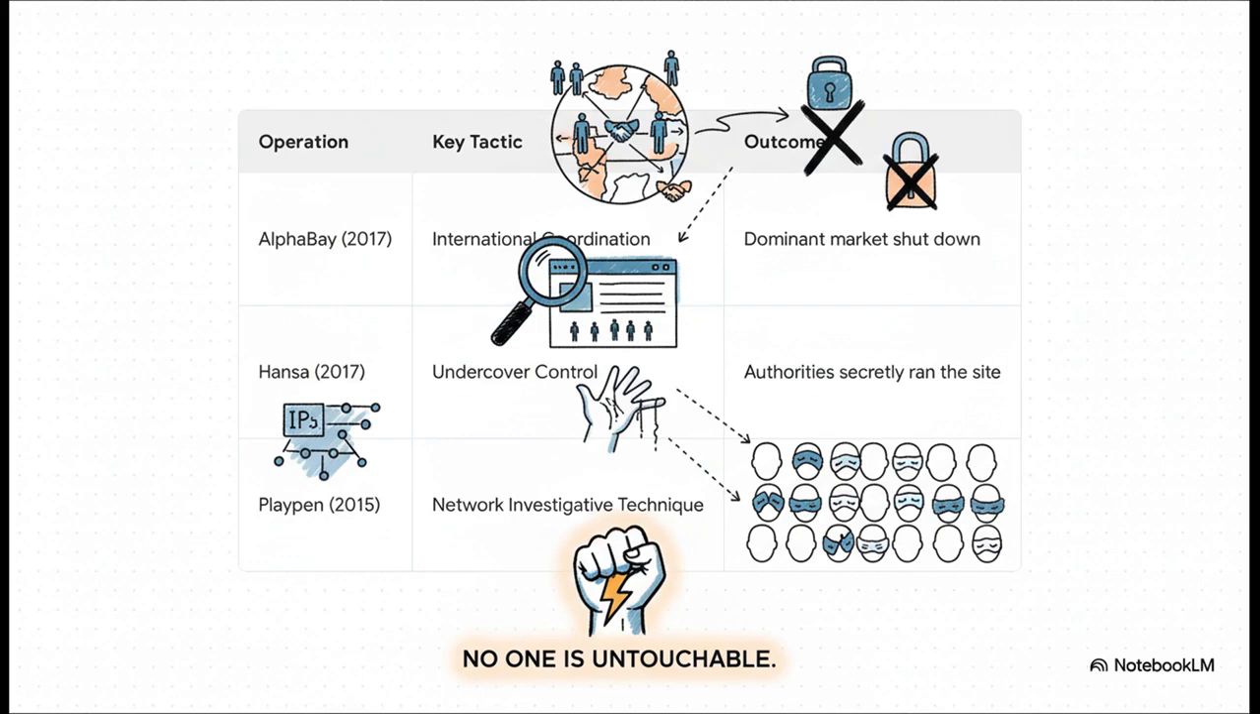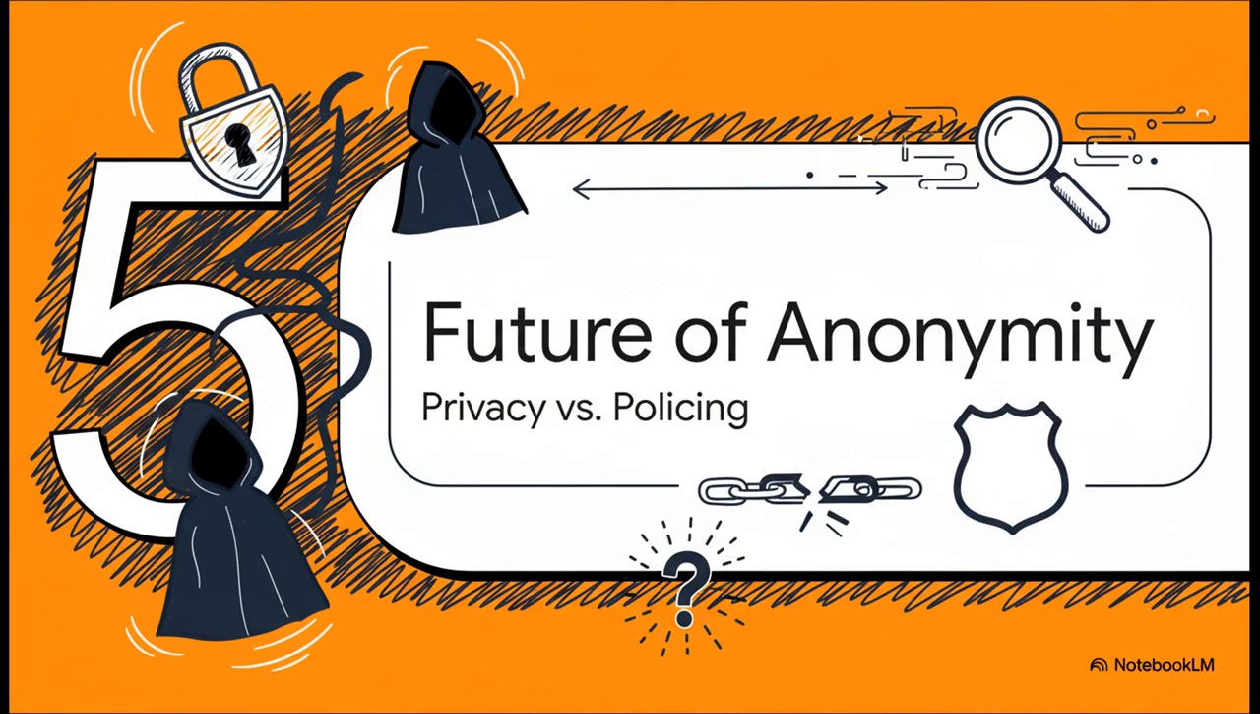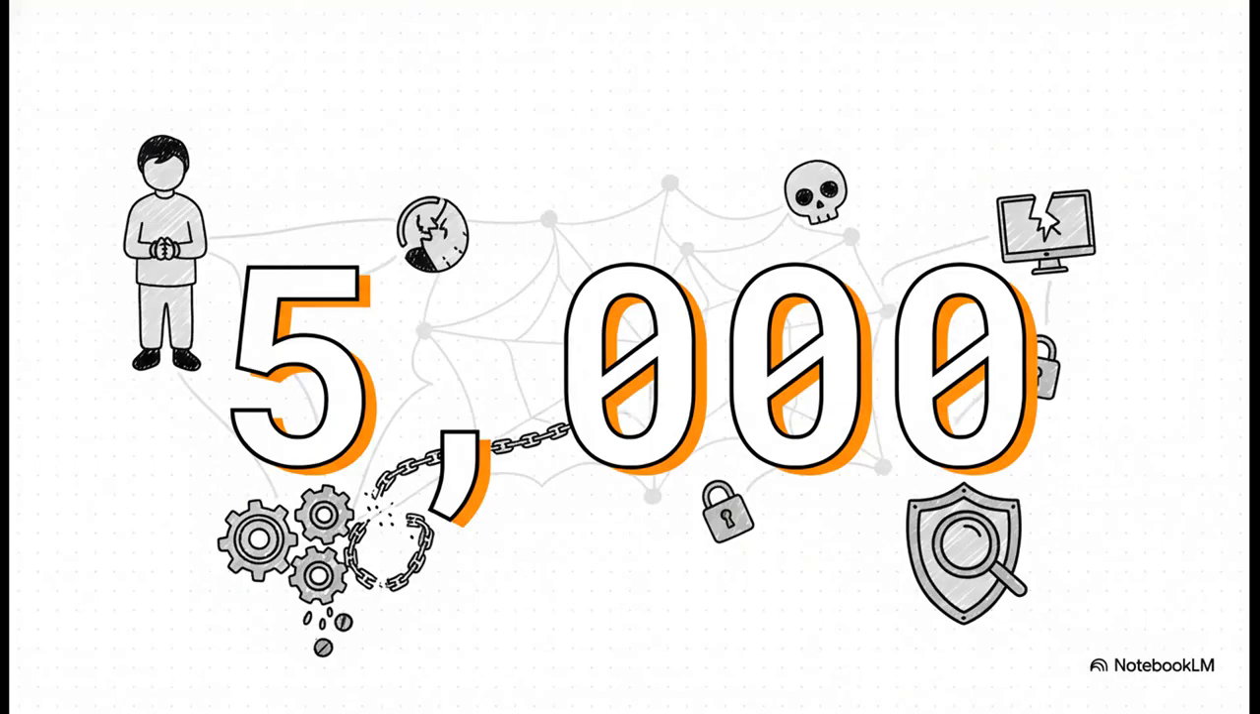Nobody is untouchable. All of this really leads to a fundamental conflict that's right at the heart of the internet, this tension between our need for privacy and the need for policing. So what does the future hold for this ongoing battle? Let's look at one more number, 5,000. In a recent international operation, two affiliates of a major ransomware gang were arrested. Those two people alone were allegedly responsible for over 5,000 infections, causing just immense financial and social damage.